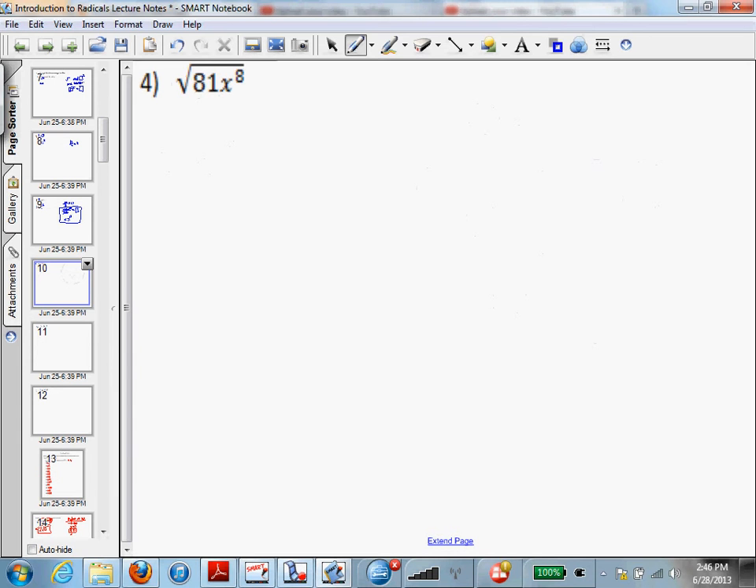Okay, looking at number 4, we have the square root of 81 times x to the 8th. So what you can do first is pull the 81 out of the radical and know that that will be 9, because the square root of 81 is 9. Now to work with our exponent, we take our exponent, divide it by the index here, which when it's a square root we have 2. So that is 8 over 2, which is equal to 4. We can bring our variable outside of the radical with the power that we just figured, which is 4. So 9x to the 4th.